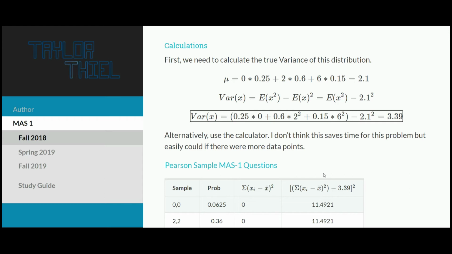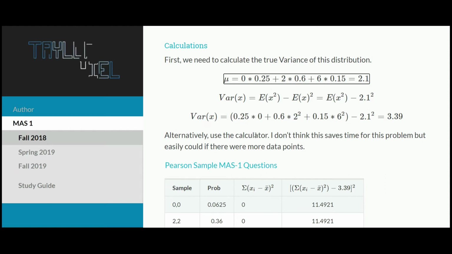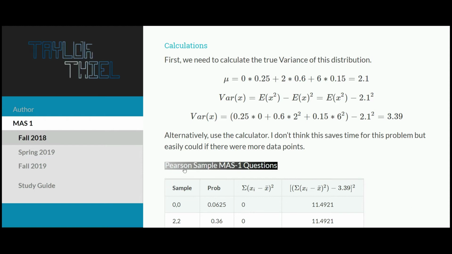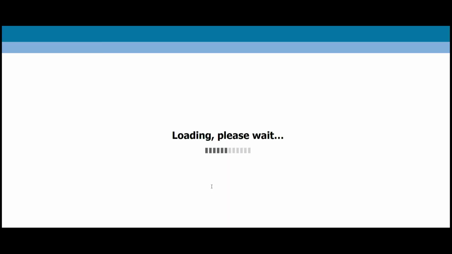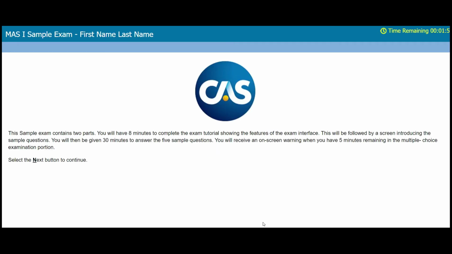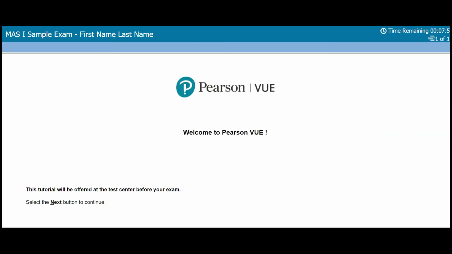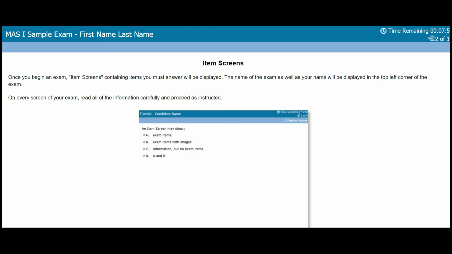This is doing it by hand, the way I have a fondness for doing. I like calculating things on my own, but in an exam setting, that's not always the most efficient way. In this case it might be, because it's only 3 observations. But in the exam, you're going to have a calculator, and I think it's worth walking through exactly how you can plug data into your calculator to calculate variance on the fly. I have here the Pearson sample questions for MAS1. I'll include the link in the description of the video if you're interested.